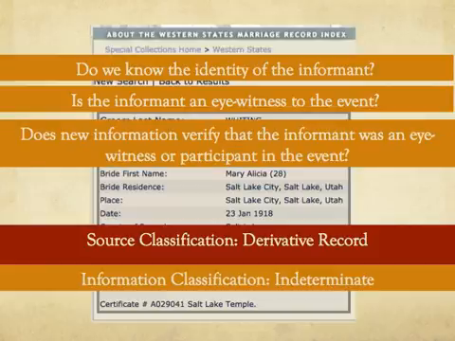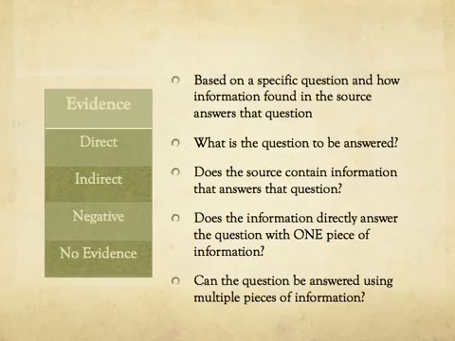If we were able to look at the original record and found that it did identify the informant, we might be able to change the classification to primary or secondary as appropriate. Finally, we will evaluate the evidence. Evidence will be classified as direct, indirect, negative, or no evidence. Classifying evidence is based on a specific question and how the information in the source answers that question.